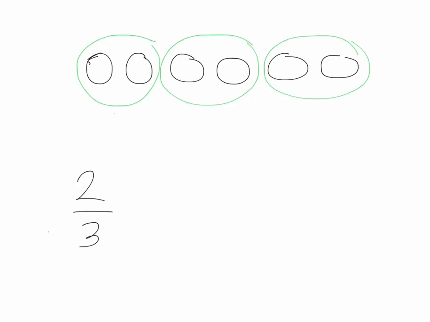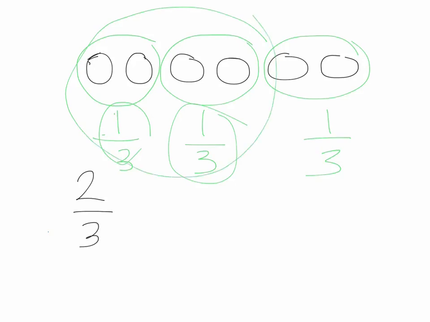So the first group here, that's 1/3. The second group here is another 1/3, and the third group here is another 1/3. So 3/3 together, that's the whole thing, which is 6 cookies. But I only want 2/3 that I'm going to share with his friends. So that means it's this group, and there are 4 cookies altogether. So 2/3 of 6 is equal to 4.